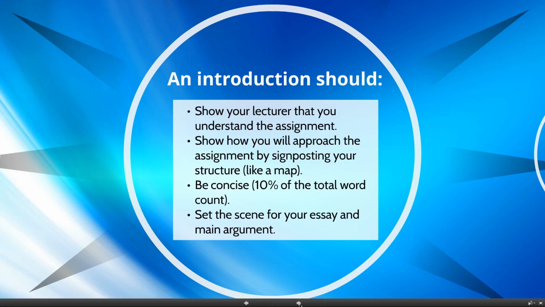An introduction should be concise. Suggested here is 10% of the total word count, but I've seen excellent introductions that are even shorter than that. Ideally, what it should do is set the scene for your essay and for your main argument. And a little later on in this presentation, we'll discuss strategies to support with that, because of course your research is driving your argument. So it's not always necessary to write your introduction as the first thing that you set down pen to paper.